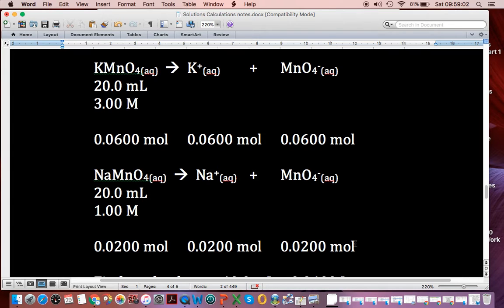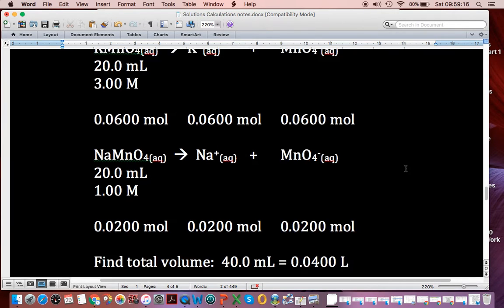All we have to do to get each of these ion concentrations, the K plus, the MnO4 minus, and Na plus, is divide their moles by the total volume. And for permanganate, we have to add the moles together before we do the division. So our total volume is 40 mils, which we know is 0.0400 liters. So we're going to divide the moles for each of these by that volume.